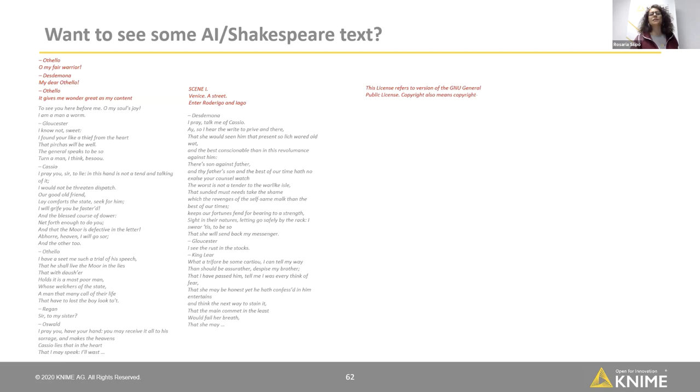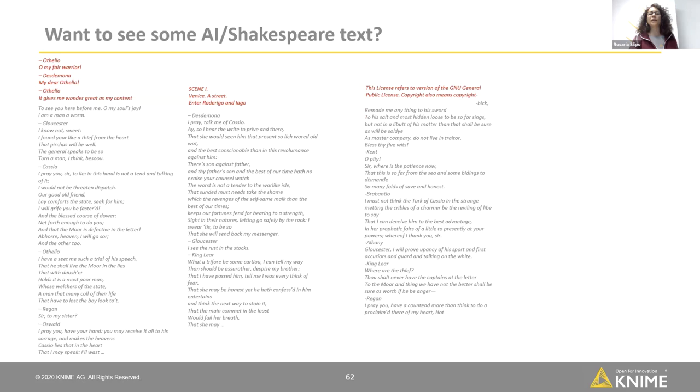And then, of course, I tried again with the GNU license copyright record, just because I wanted to see how something so boring can become more interesting if you use some kind of style with it. And that's what came out of the Shakespeare text generation.